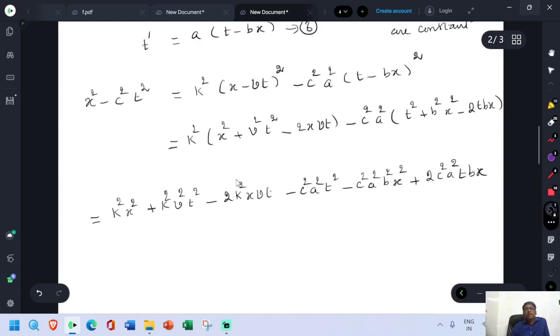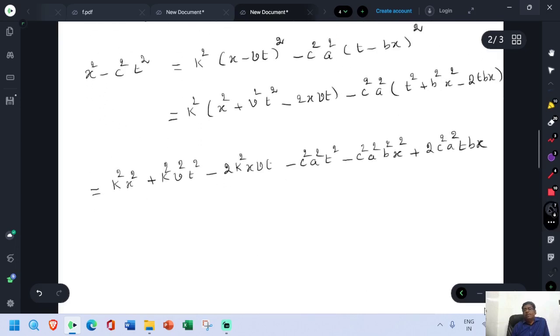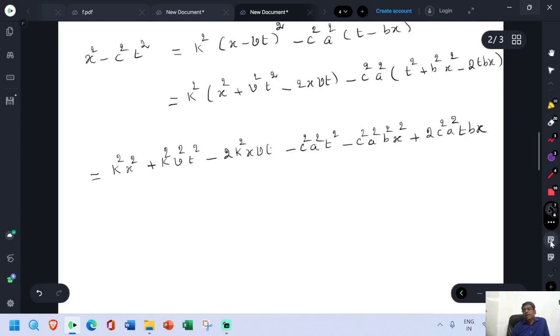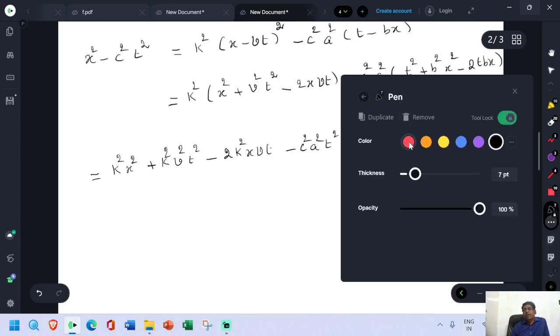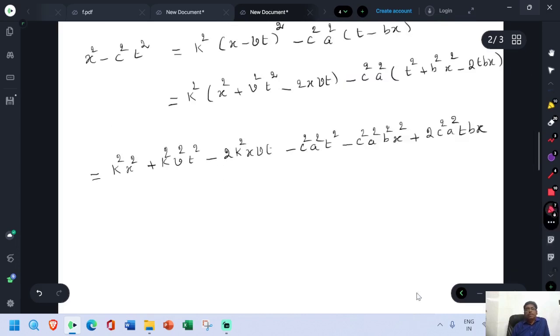Align the terms. See, in the left hand side x square term is present. So take the x square, align the x square terms and take x square as a common one. This is having x square, then this term is having x square. Now combine those two terms. K square minus c square a square b square into x square.